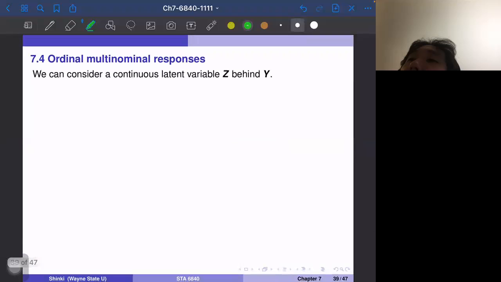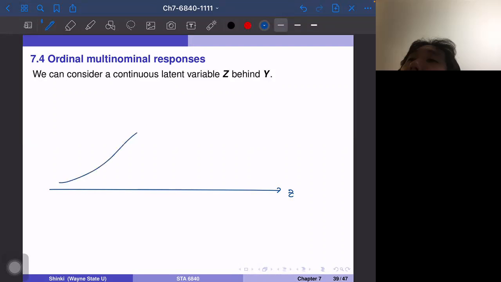And y is a discrete variable, but a discrete variable is always hard to deal with. For example, we cannot think about the probability density function. So sometimes it's useful to think about the underlying random variable z. It's not necessarily normal, but the underlying continuous random variable z. We want to think about it.